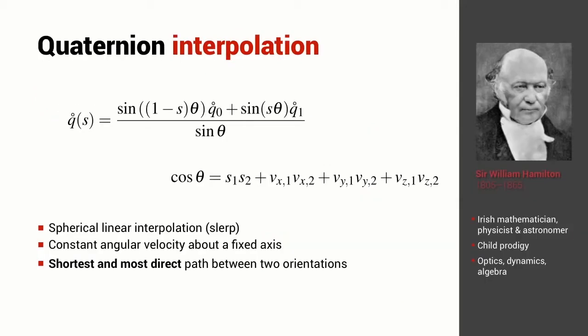We can interpolate quaternions. We need a more complex formula in which to do this. The interpolation, once again, is a function of s, and s varies from 0 to 1, and an important parameter in this interpolation is theta, which is determined from the parameters of the initial and final quaternion. Quaternion interpolation provides the shortest and most direct path between 2 orientations.